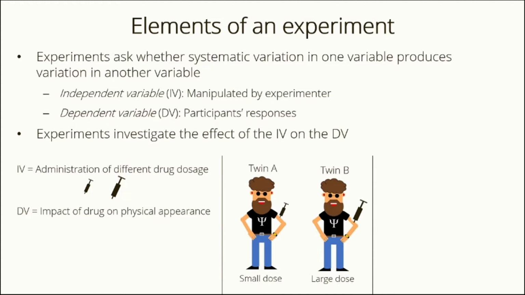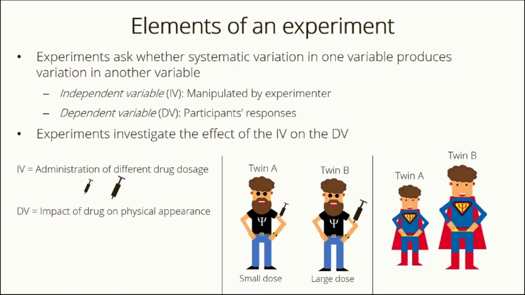Here, does a small dose have the same or a similar effect, or a smaller effect, than giving a person a large dose of the same drug? And we can see in the outcome that twin A, who had the smaller dose, has a smaller effect. He's a bit shorter than twin B, who had the large dose.